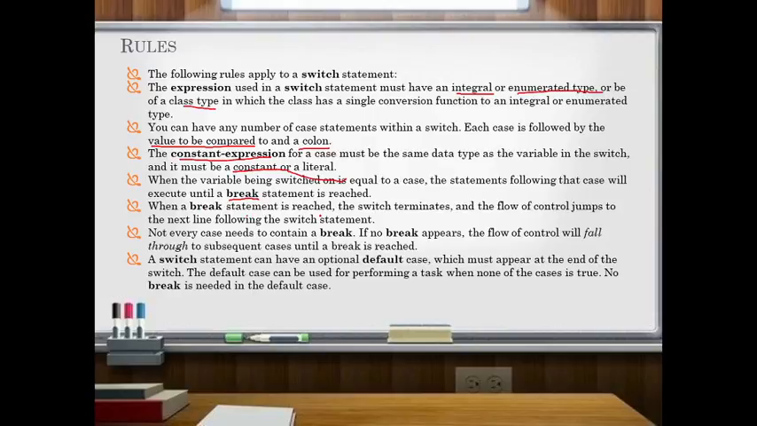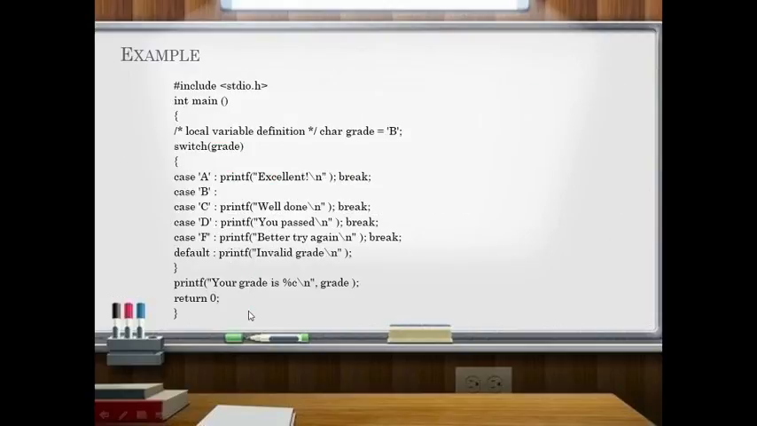When a break statement is reached, the switch terminates and the flow will jump to the next line following the switch statement. Not every case needs to contain a break. If no break appears, then the flow of control will fall through the subsequent cases. The next case will run if there is no break, as we have discussed. A switch statement can have an optional default case, which must appear at the end of the switch. The default case is used for performing a task when none of the cases are true.